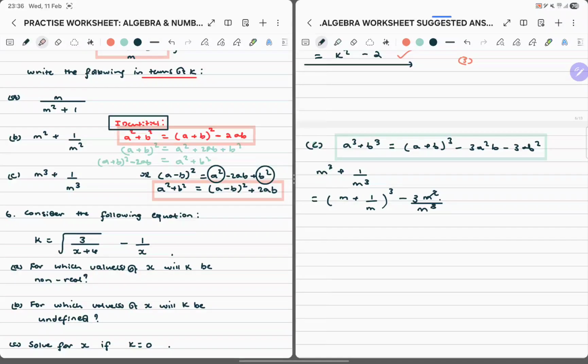I'm feeling the pressure now. So this is going to be 1 minus 3a squared. So this is going to be m squared over b, which is going to be m cubed again.